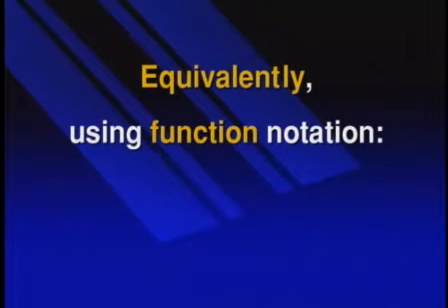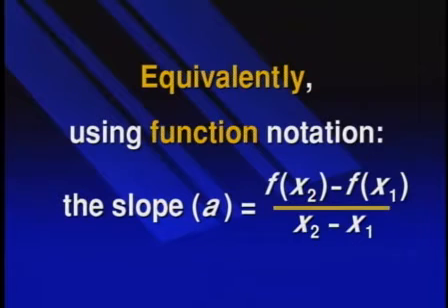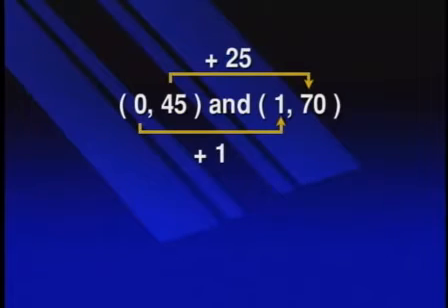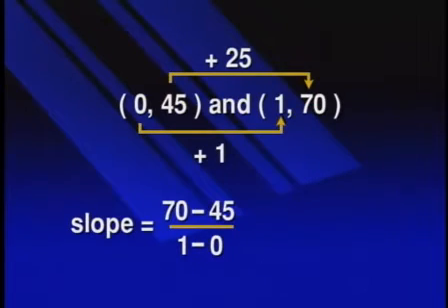Equivalently, if we use the function notation, which I'd like you to get used to, the slope equals f of x2 minus f of x1 divided by x2 minus x1. If we wish to quantify the slope of this particular line, we could take, for example, the first 2 points, (0, 45) and (1, 70). Then the slope would be the change in y, 70 minus 45, divided by the change in x, 1 minus 0. That gives us 25 divided by 1, or 25.